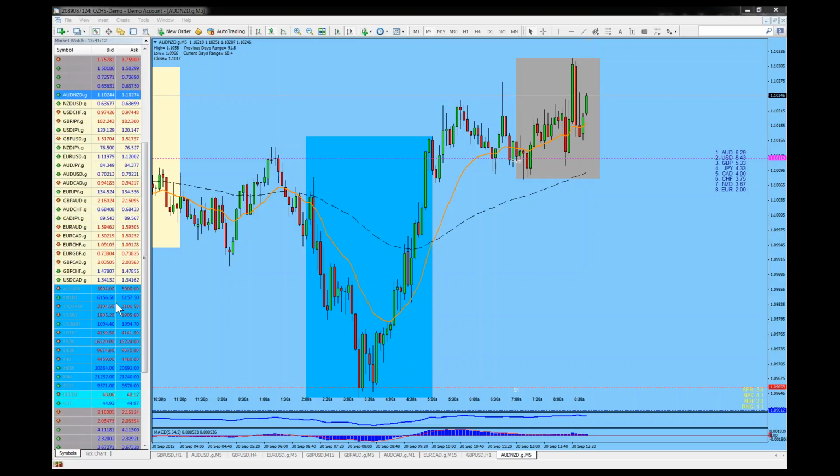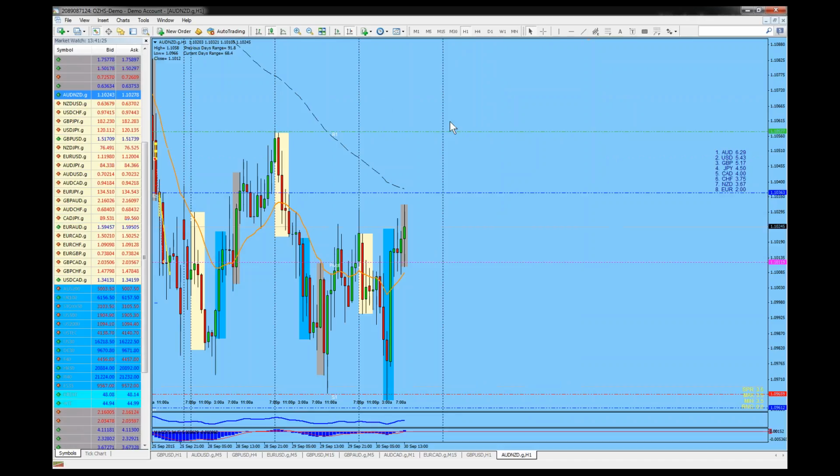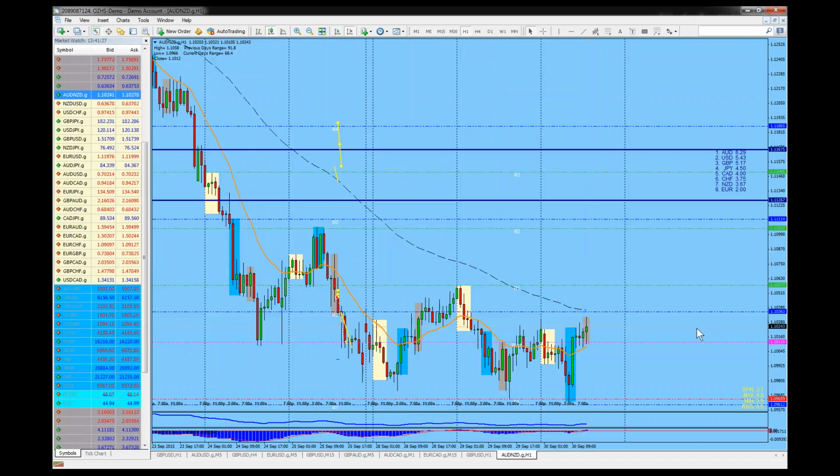I got a couple of simple things that I want to go over. All right, so we're going to start looking for trades basically, and then we'll move into something else. So we'll start on the 1 hour chart and just see what's going on there.